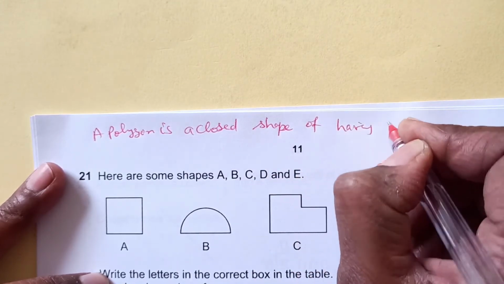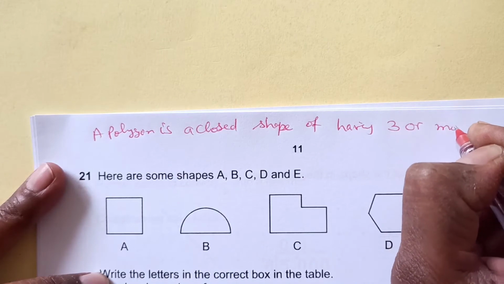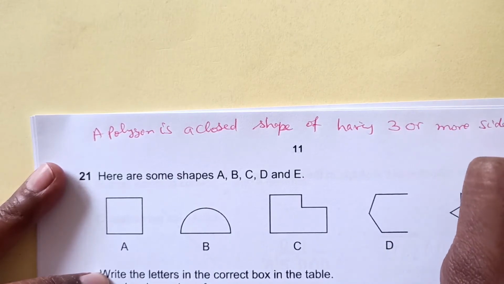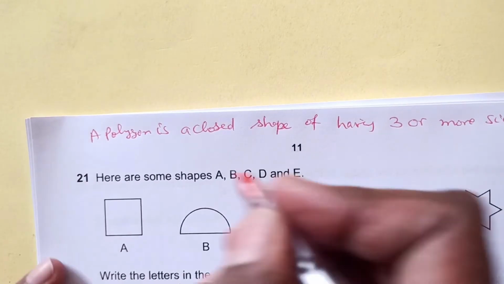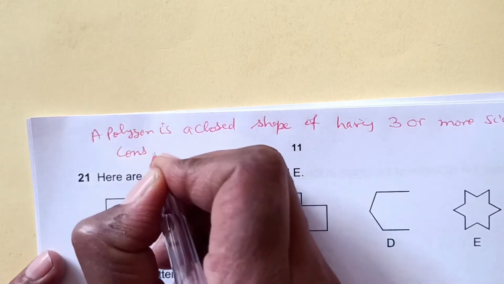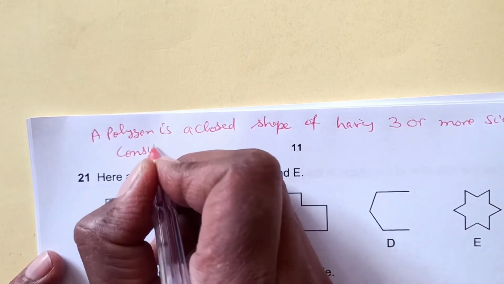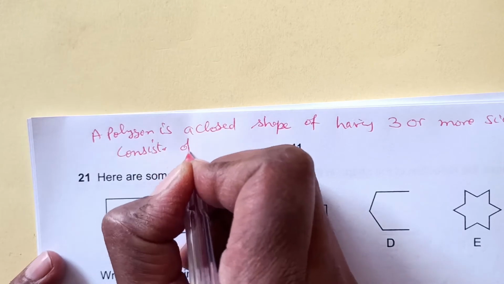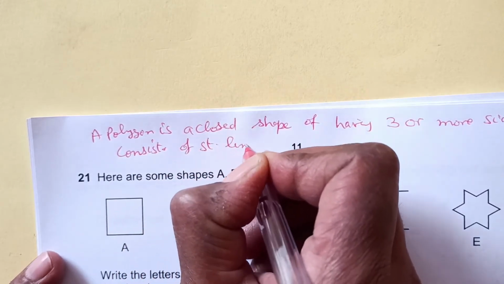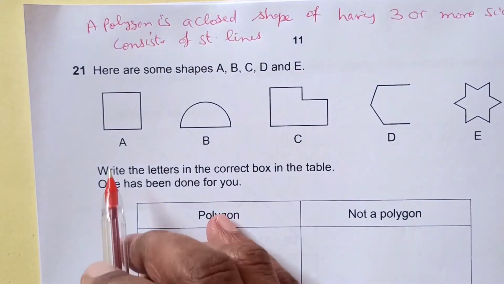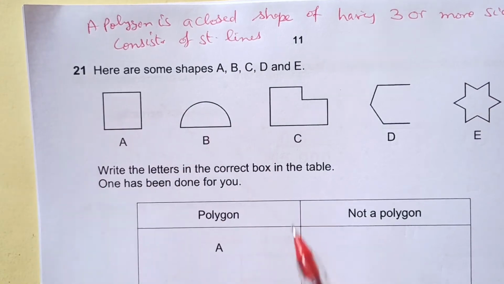having 3 or more sides, right? So it should be closed. Consists of straight lines. Straight lines, right? So we have straight lines here and they are closed, so it's a polygon.